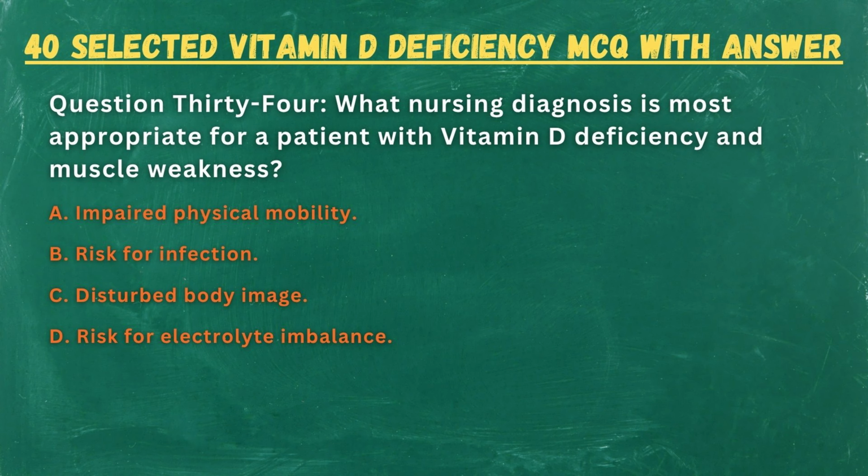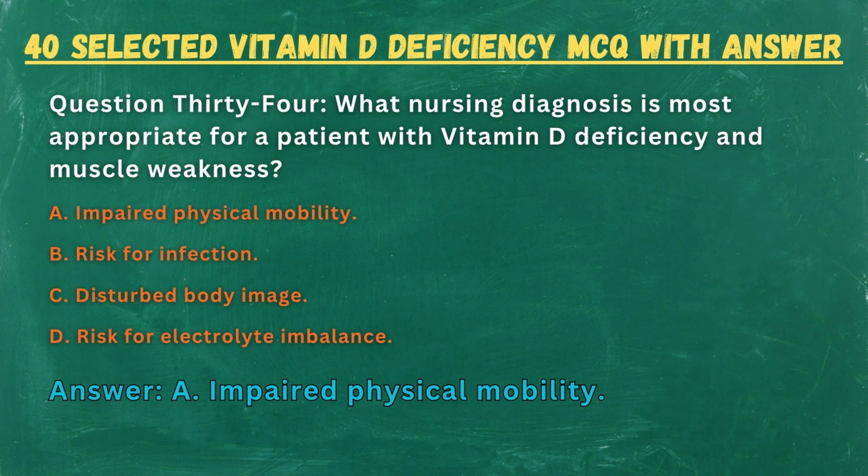Question 34. What nursing diagnosis is most appropriate for a patient with vitamin D deficiency and muscle weakness? A. Impaired physical mobility. B. Risk for infection. C. Disturbed body image. D. Risk for electrolyte imbalance. Answer: A. Impaired physical mobility.